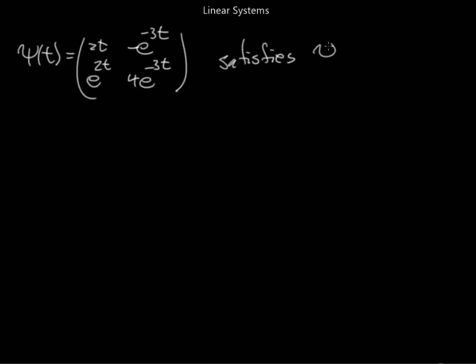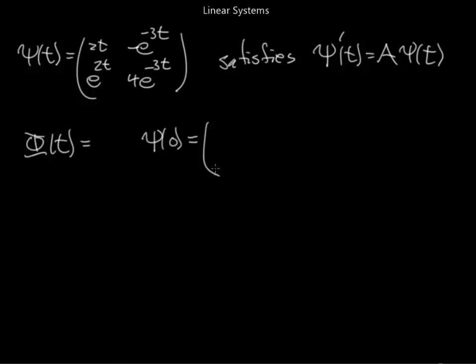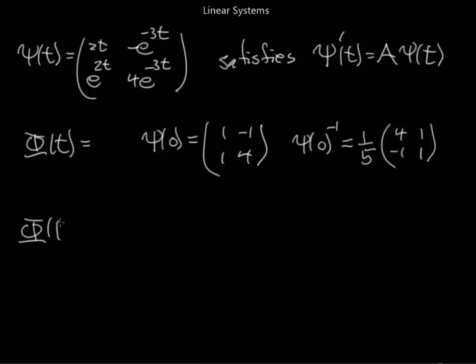Let's see, this satisfies psi prime is equal to A times psi. We've seen this earlier. It's just putting the two solutions into the columns. And in this case, this matrix phi is, well, you plug in t is equal to 0, so that psi of 0 gives you 1, 1, minus 1, 4, and you have to compute its inverse. Well, let's see, the determinant is 4 plus 1 is 5, so 1/5, and then this is the inverse.